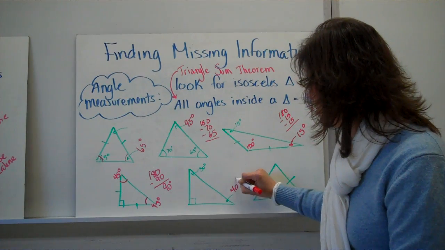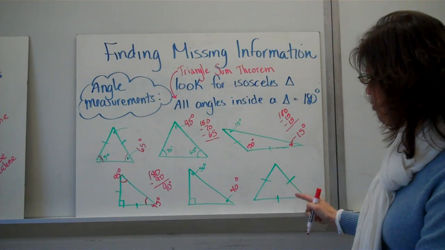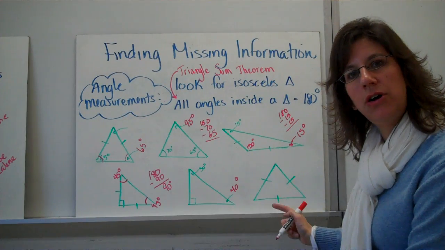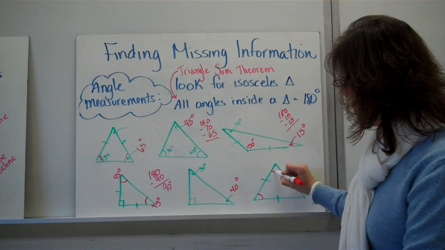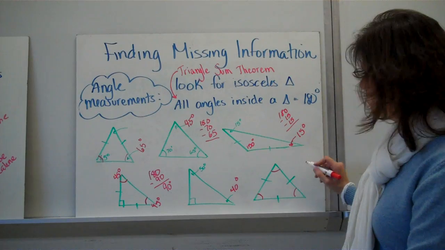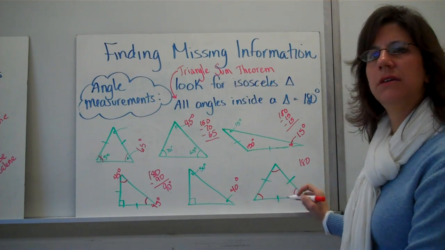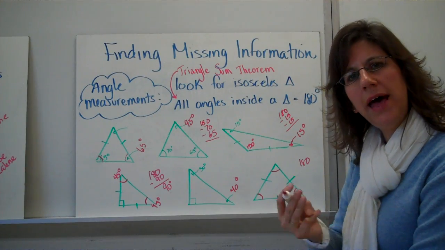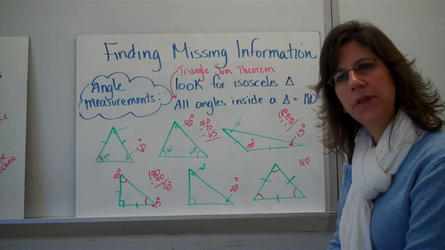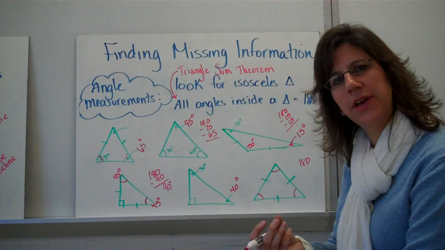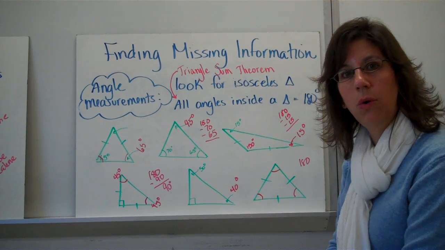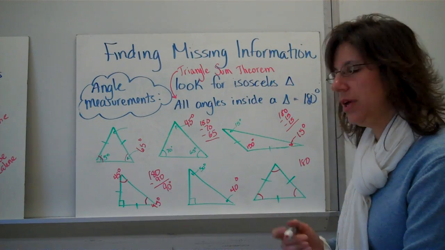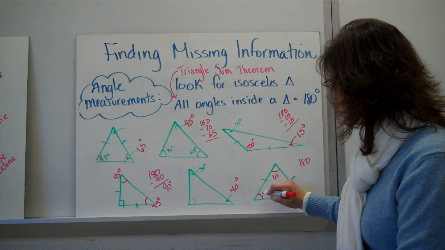You should have gotten 40 degrees here. And did you notice that this equilateral triangle has all sides the same? That means all the angles are the same as well. So if you have 180 degrees, and you have three angles that will add up together to equal 180, what number plus itself again will give you 180? Or what's 180 divided by 3? 60 degrees.